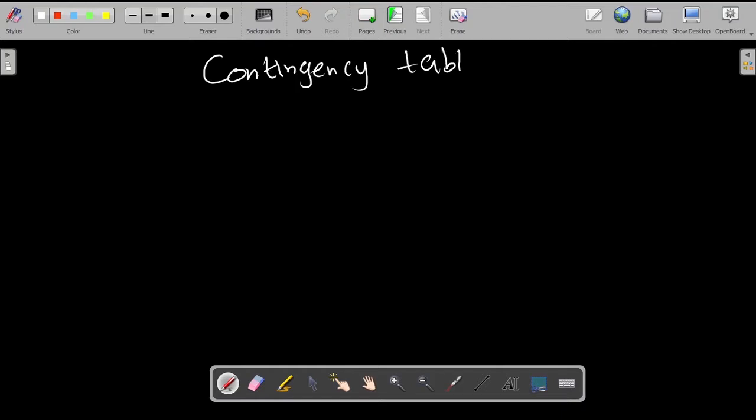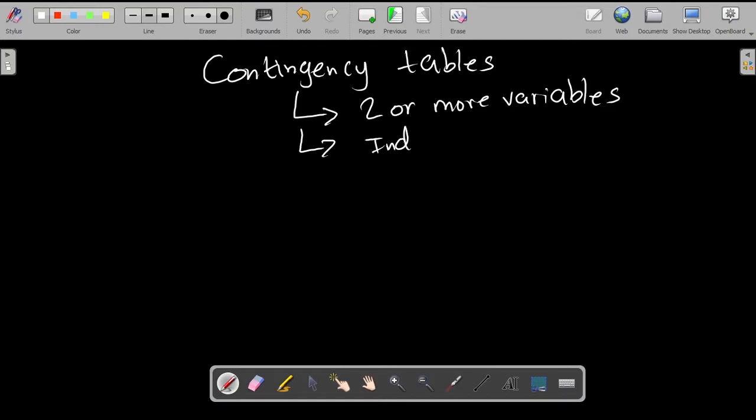So these tables are basically associated with two or more variables, and what we want to do is to determine the relationship between these variables and finally conclude whether the variables are independent or not. So let's say, for example, we have the weather, right? We have the weather and we have some values which give the weather basically.